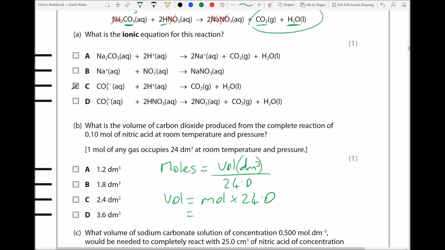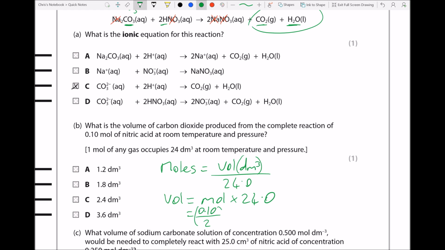It's told us we have 0.1 moles of nitric acid. But we want to work out how many moles of carbon dioxide we produced. Now, if you look at the ratio, that's a 2-to-1 ratio. So we know that we have 0.10 moles of this, so the number of moles of carbon dioxide must be half that. So what we're going to do is take 0.10 divided by 2.